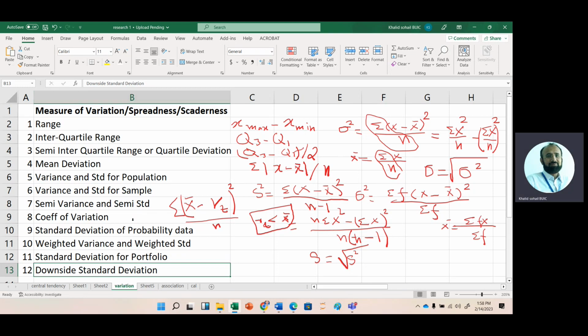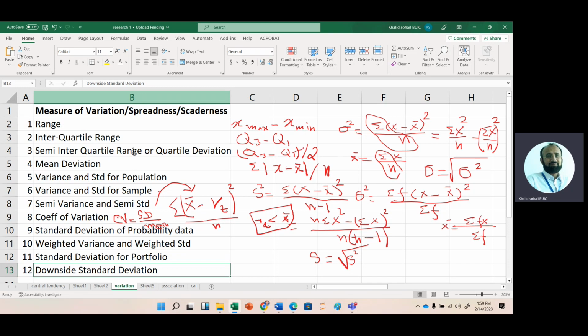Now the next measure is the coefficient of variation. As I have already explained, if we compare two or more sets of data, and the data differ by size, then simple standardization will not give you an accurate result. So we use the coefficient of variation, which is the standard deviation divided by the average value or mean, and sometimes it is multiplied by 100. This is the formula.